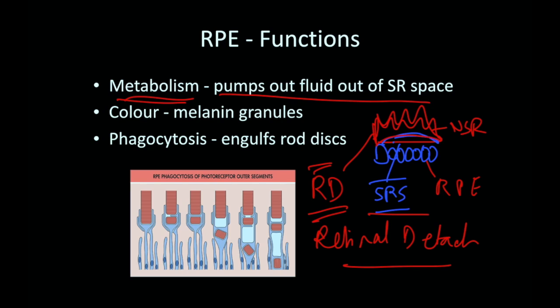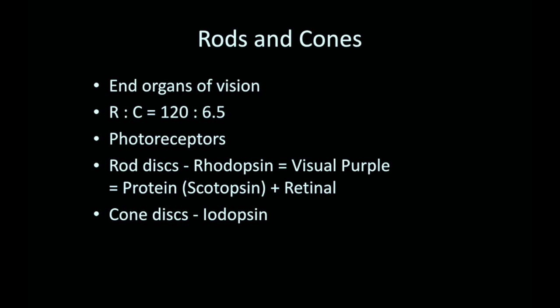Right? Okay. The other important function is the melanin granules, which give the color to the RPE, and another important function is phagocytosis. This RPE is going to engulf the rod discs, as you can see. Slowly, RPE is going to phagocytose, or engulf, these rod discs. Okay. So we come to the most important part of the retina, in fact, which is responsible for the entire vision, the rods and cones. Rods and cones are the end organs of vision. In other words, they are called neuroepithelium.